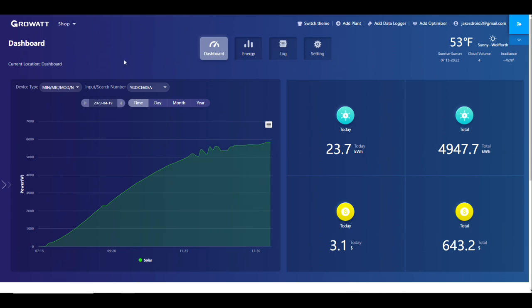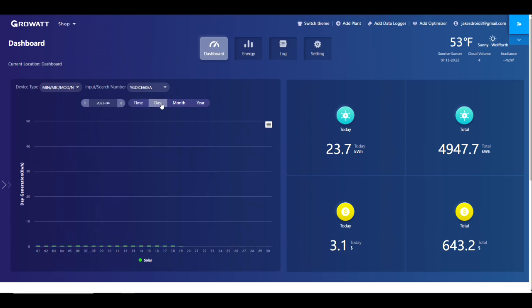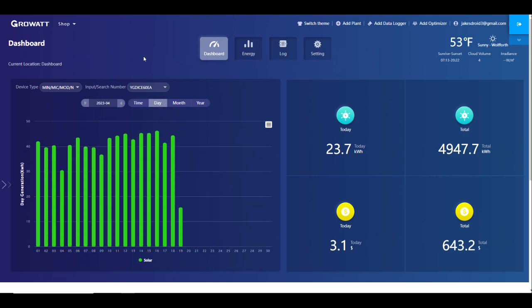And if we go and take a look at my solar system, it feels so weird saying solar system. I know that's probably not the right way to describe it, but anyways, if we take a look at how it's been performing lately, it's doing really, really well. So yesterday it produced 45 kilowatt hours. A couple of days before that, I hit an all-time high at 46.4 kilowatt hours.